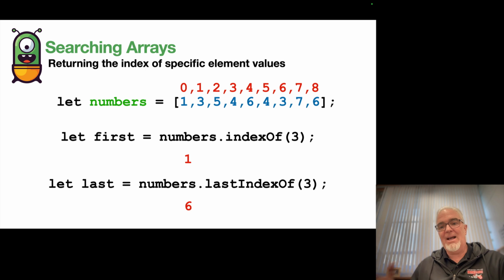If I want to find out the last time the number 3 occurs in that array, I can use lastIndexOf, and note the capitalization in both indexOf and lastIndexOf, because that's important. And you will get the number 6 back to represent the index of the last time 3 appears in that array.